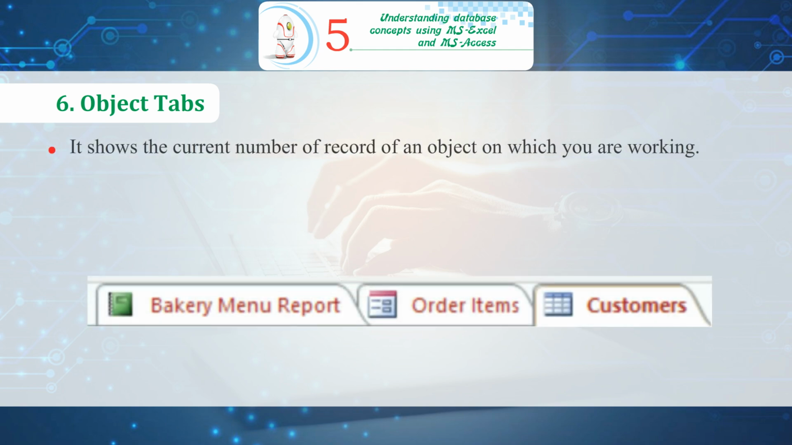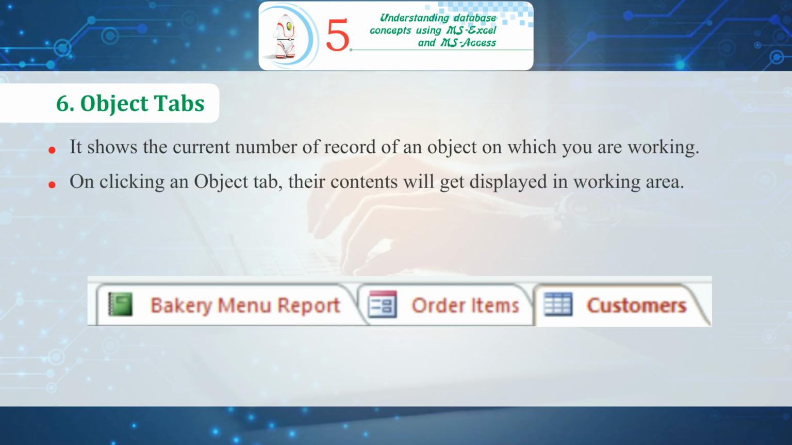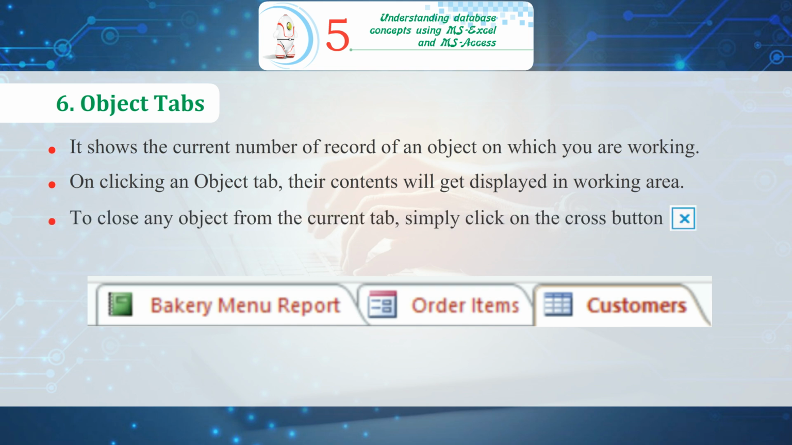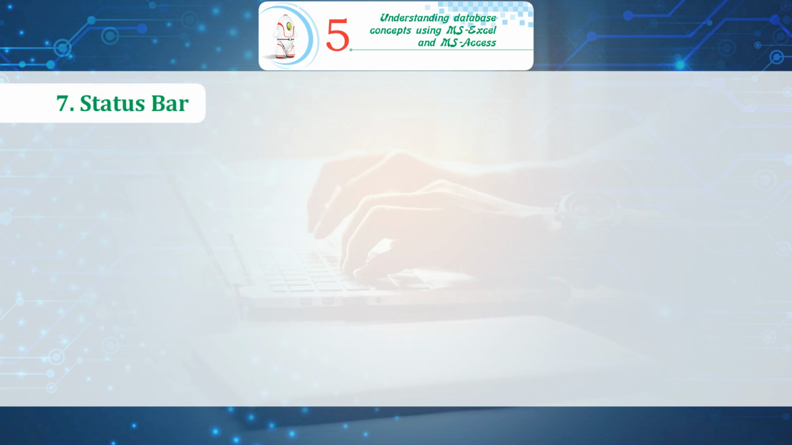6. Object tabs. Access displays the opened objects in a database in a tabbed form. On clicking an object tab, its contents will get displayed in the working area. To close any object from the current tab, simply click on the cross button.